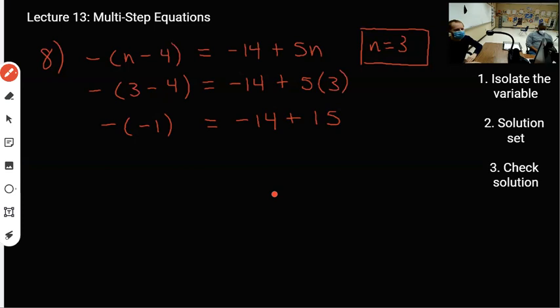On the left side now, I have a double negative 1. So that's just going to make it a positive 1. On the other side, I have 15 plus negative 14. That's going to give me 1. So I get 1 equals 1. That is a true statement. So we know that 3 is going to belong inside of the solution set, right?